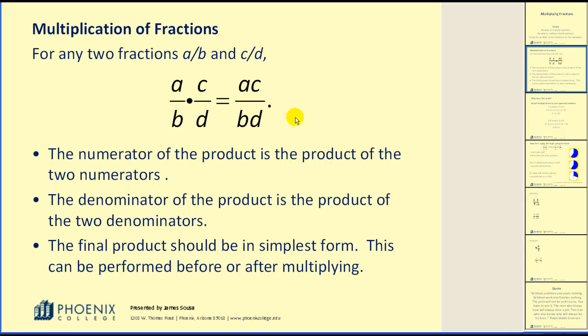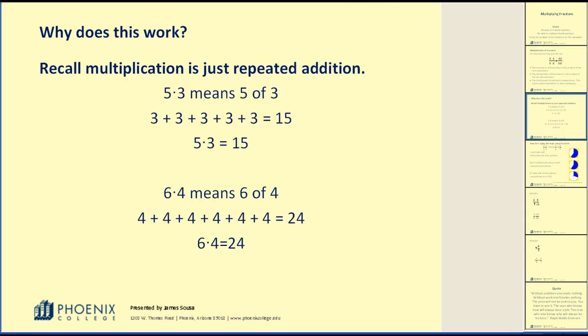I would like to take a moment now and explain why this rule makes sense. I'd first like to relate this to what you know about multiplication. You probably remember way back in the day when you were first learning multiplication, you learned that multiplication was just repeated addition. So for example, if I'm looking at 5 times 3, that really means 5 of 3. So we'd have to add 3 to itself 5 times, which equals 15. But it's much easier now to just multiply 5 times 3.